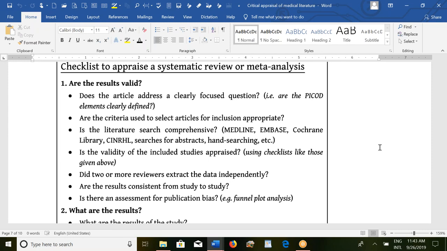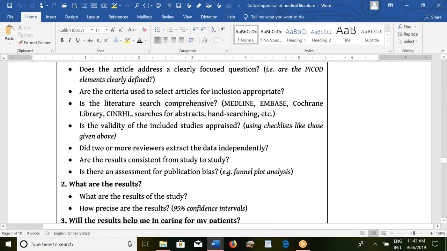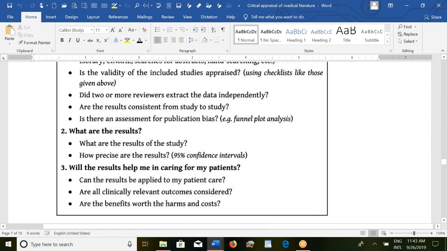Is this helpful? So you are going to remember all of these, because we are reading about Medline and these databases every single day. So is the validity of the included studies appraised? You will check whether the study is good, is it valid, or is it outdated, or irrelevant? Then did two or more reviewers extract the data independently? Then are the results consistent from study to study? Then is there an assessment of publication bias? For example, there can be funnel plot analysis, there can be forest plot analysis.